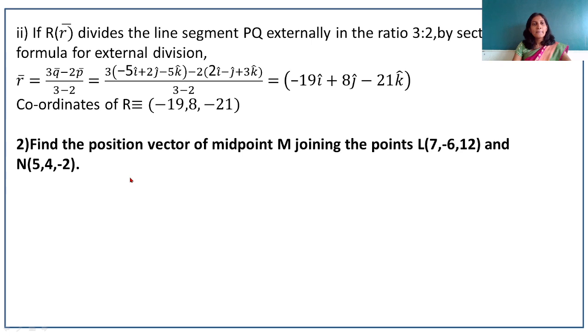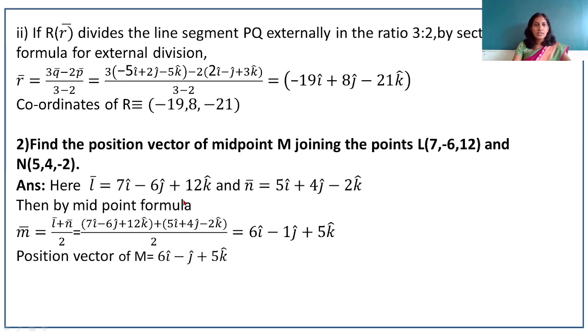Then next example, find the position vector of the midpoint M joining the points L (7, minus 6, 12) and N (5, 4, minus 2). This is the line segment LN and M is the midpoint of this line. We have to find the position vector of this midpoint. We know the formula of a midpoint, (A bar plus B bar) divided by 2. We change the formula here by these letters.